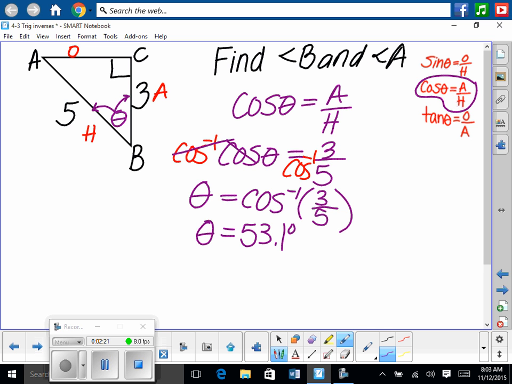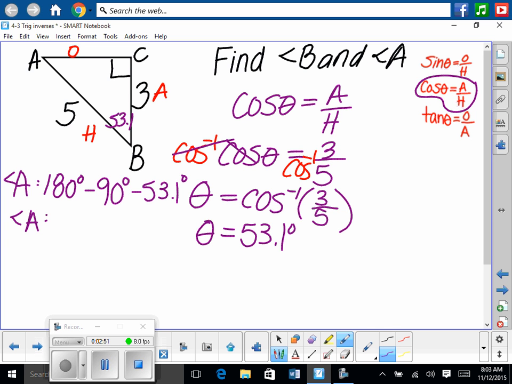Well, if we know angle, so now I'm going to go back up here. I'm going to erase this. I'm going to write it in just for my own liking. This is 53.1 degrees. And then from there, can't we just find angle A easily? 180 degrees. So angle A is 180 degrees minus 90 degrees minus 53.1 degrees, right? Everybody? Yes. So 180 minus 90 minus 53.1, 36.9 degrees. Okay.